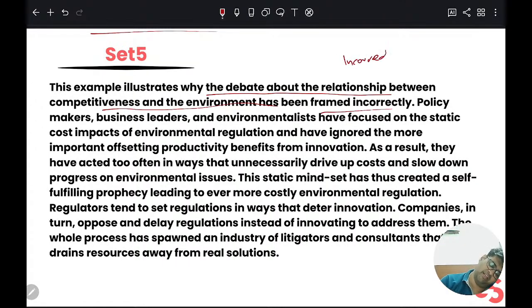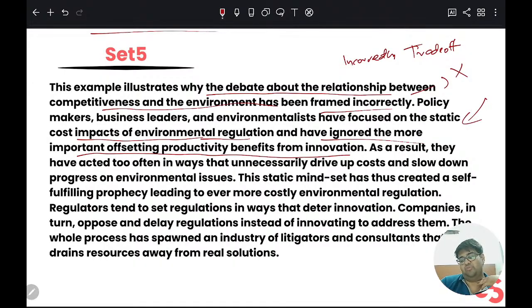We know, right? In the initial paragraph, they said that it was a trade-off between ecology and economy, but it was framed incorrectly. Policymakers, business leaders, and environmentalists have focused on the static cost impacts of environmental regulation and have ignored the more important offsetting productivity benefits from innovation. Like they were always fixed on the static cost, so this will cost a lot of money, but they wouldn't know how much money they would reap from the future. So they were all fixed on one parameter only.